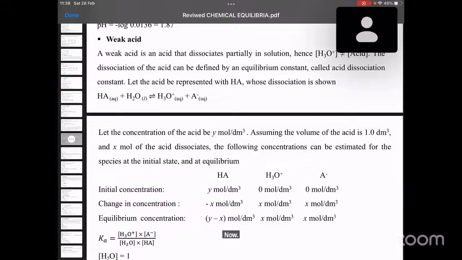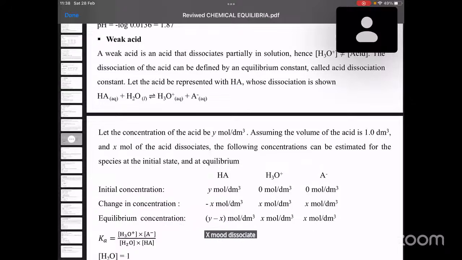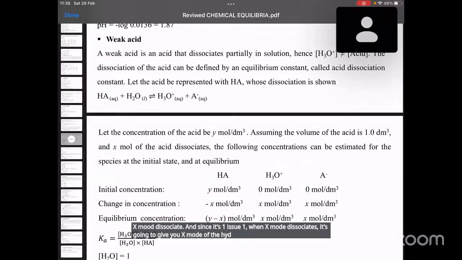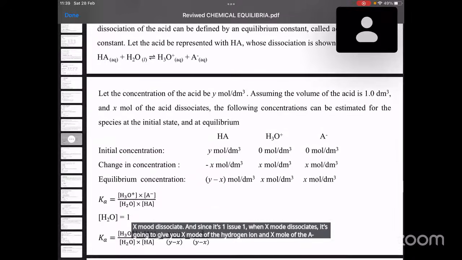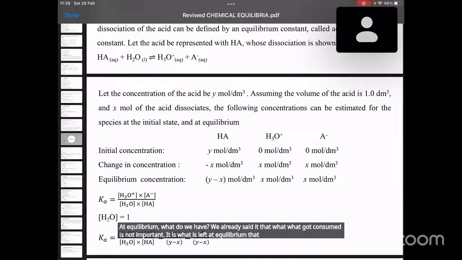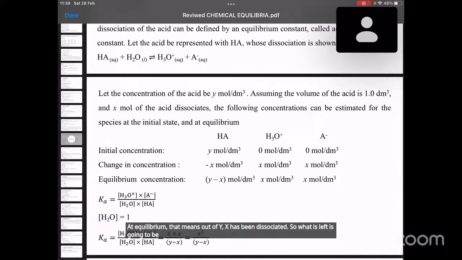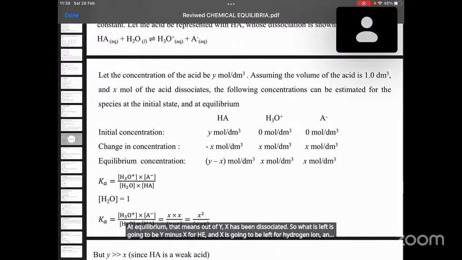Now, change in concentration: we already said that X mole of the acid dissociates. And since it's 1:1, when X mole dissociate, it's going to give you X mole of the hydrogen ion and X mole of the A minus. At equilibrium, what do we have? We already said that what got consumed is not important. It is what is left at equilibrium that is important. Out of Y, X has been dissociated, so what is left is going to be Y minus X for HA, and X for hydrogen ion, and X for the A minus also.